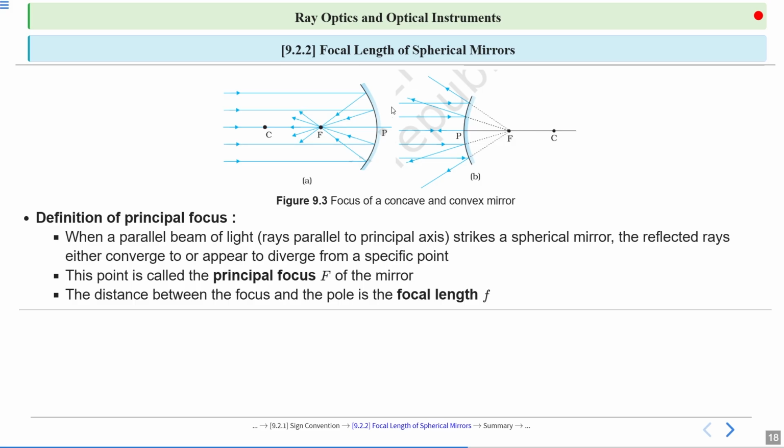It is negative because the direction of incident light is from left to right, and we are measuring from the pole to the focus, from right to left. So the focal length of a concave mirror is taken as negative, and the focal length of a convex mirror will be taken as positive because we are measuring from the pole to the focus in the direction of incident light. So the focal length for a convex mirror will be positive.